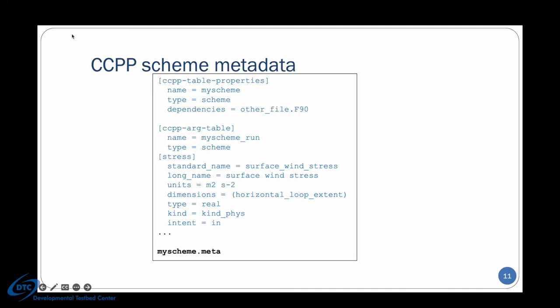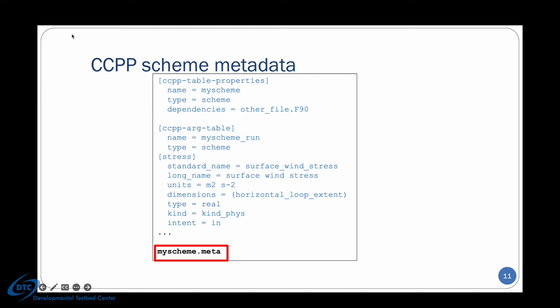Speaking of metadata, let's dive into what this looks like in detail. A scheme's metadata is placed into a separate file with the same root name, but with a .meta extension. The metadata file serves at least three purposes. The first is to provide information to the CCPP framework about what data the scheme needs as well as what it outputs or produces. The second is to serve as documentation for scheme arguments. The third purpose is to provide information to the CCPP framework about the scheme's build time dependencies.